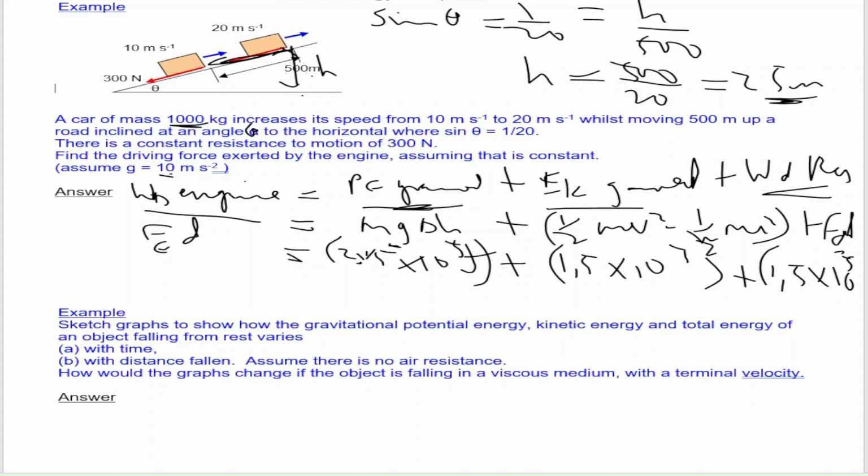To get the work done by the engine, which is the driving force times the distance moved, is going to be the total of all this here. That's going to be 5.5 times 10 to the power of 5 joules. But the question wants us to get the driving force itself. So you divide by the distance d, which is 500 meters. So F will be equal to 5.5 times 10 to the power of 5 divided by 500 meters. It should give 1.1 times 10 to the power of 3 newtons.